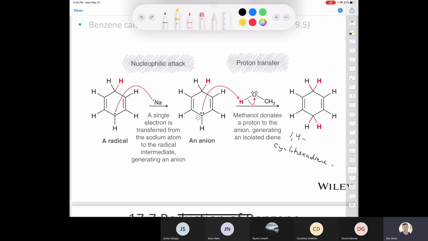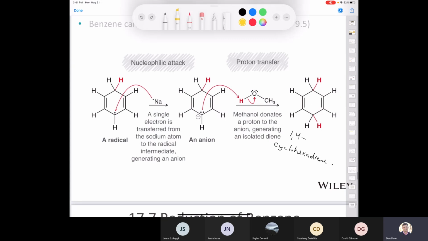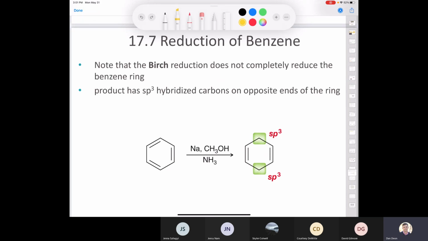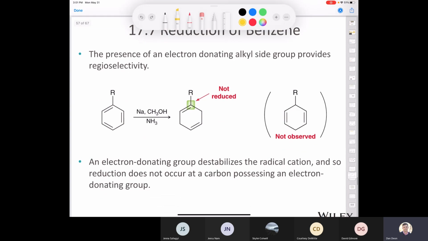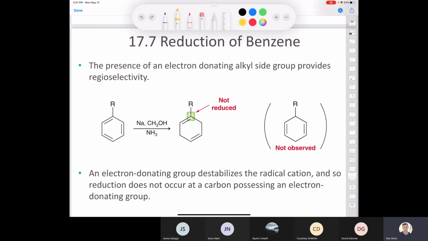Now, what's interesting about the Birch reduction is that there's some regioselectivity that you've got to take into account depending on the substitution of an aromatic ring. Right, the Birch reduction doesn't completely reduce the ring. The product has 2 sp3 hybridized carbons that are on opposite ends of the ring. Now, again, getting back into that regioselectivity, it depends on whether you have an electron donating alkyl group versus, and that's what this whole next section is about, electron donating groups versus electron withdrawing groups. That's going to determine where the double bonds are.